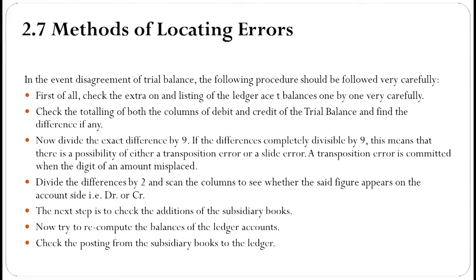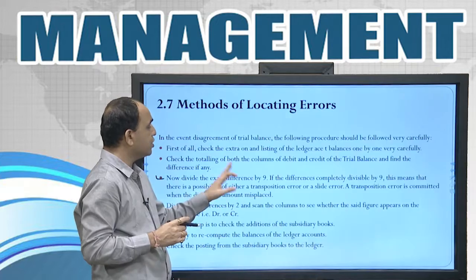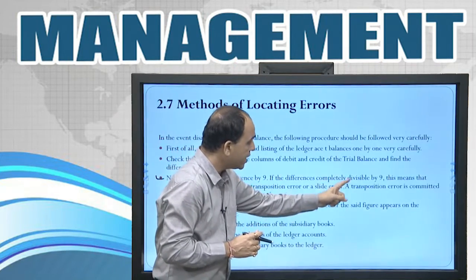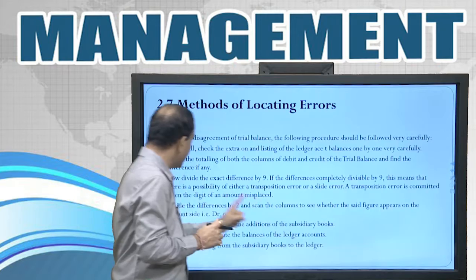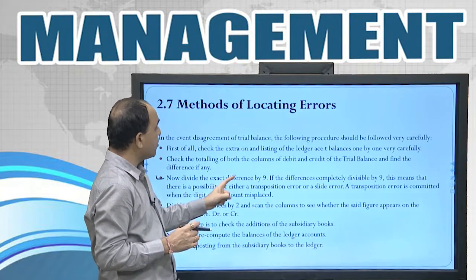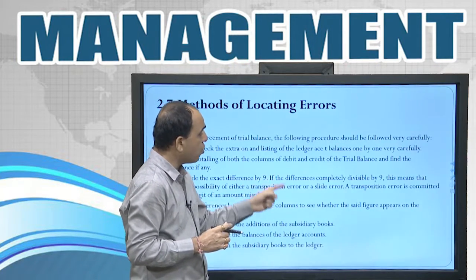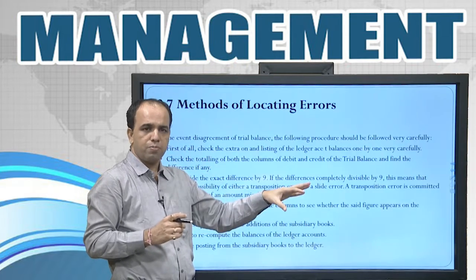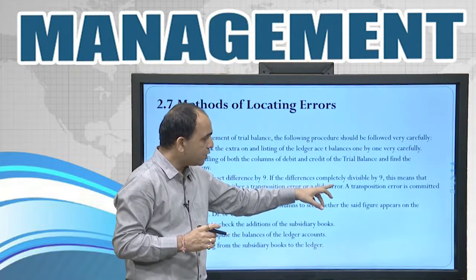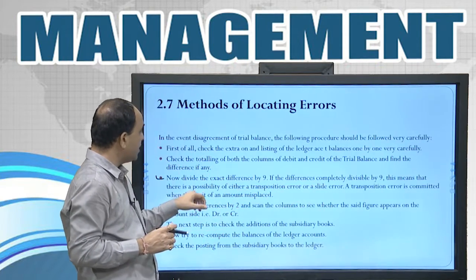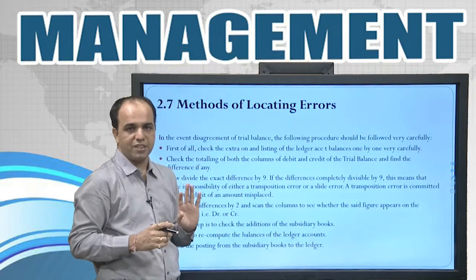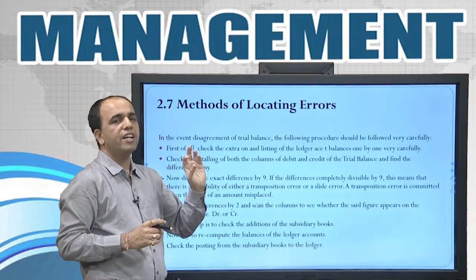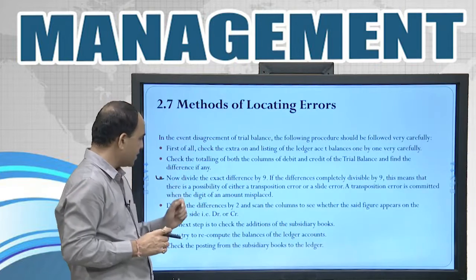Number 3, now divide the exact difference by 9. See, this is very important, friends. If the difference is completely divisible by 9, this means that there is a possibility of either a transposition error or a slide error, right? A transposition error is committed when the digits of an amount are misplaced. So find out which amount is misplaced.